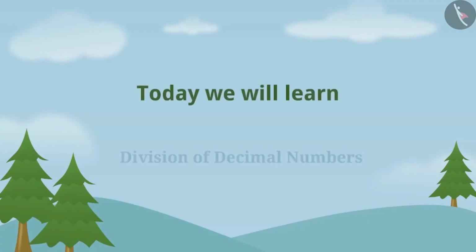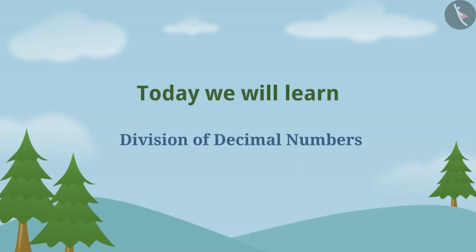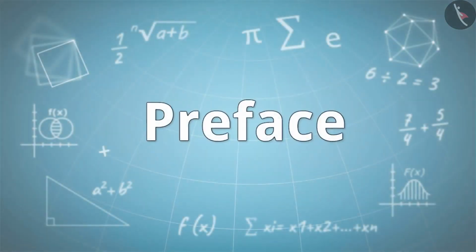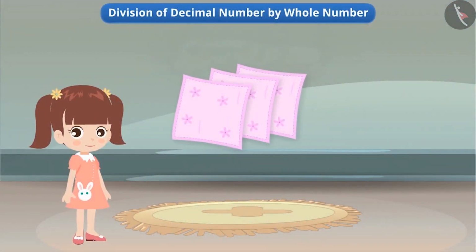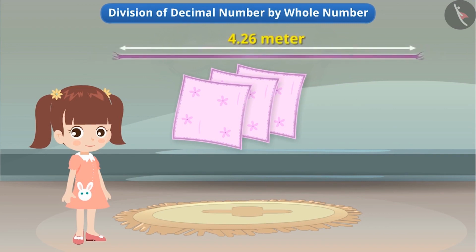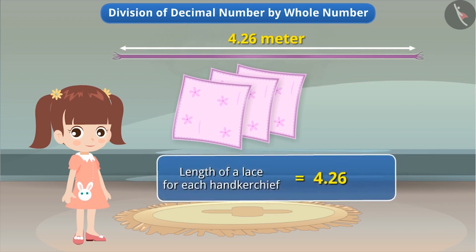Today, we will learn division of decimal numbers. Manisha bought 3 identical handkerchiefs from a shop. To decorate them, she attached laces around them. If she used 4.26 meter long laces to decorate all 3 handkerchiefs, how much lace would she have used for each handkerchief? To find this, we have to divide 4.26 by 3. Here, we have to divide the decimal number by a whole number. Let's solve it.